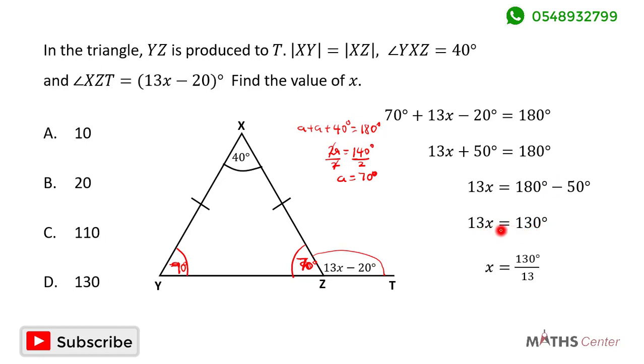We will divide both sides by 13 to get x. So x will be equal to 130 degrees divided by 13, which will give us 10. So the value of x in this diagram is 10 degrees. When we look through the options, we can see that the correct option is option A.